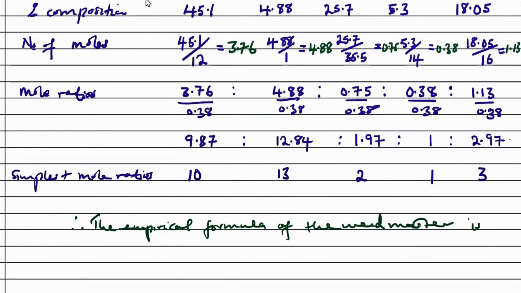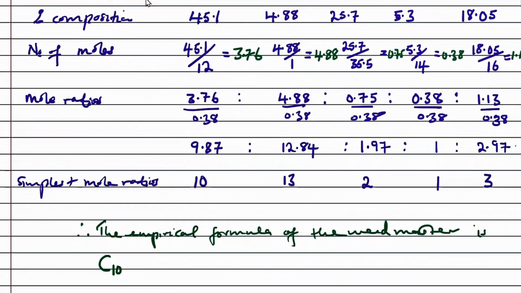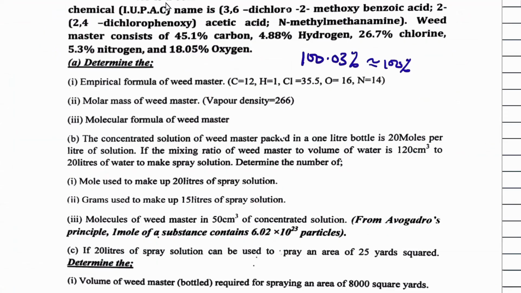we now substitute in. Remember, the 10 is for carbon, so we have C10. Then the next one is for hydrogen. You can cross check, it's for hydrogen. But how many? 13. Then the next one is chlorine, and there are 2, followed by nitrogen, and it's only 1. Then lastly oxygen, and there are 3. So this becomes now our empirical formula. That is part A, Roman number 1.